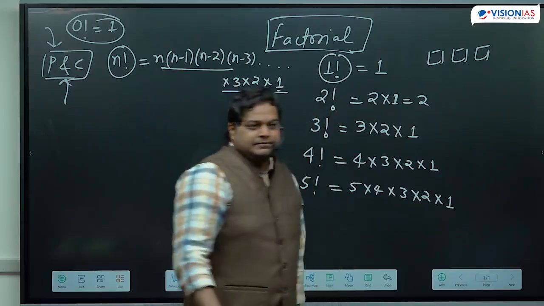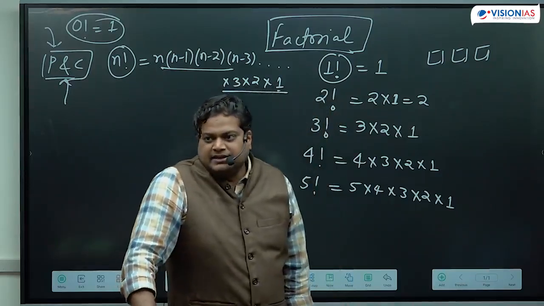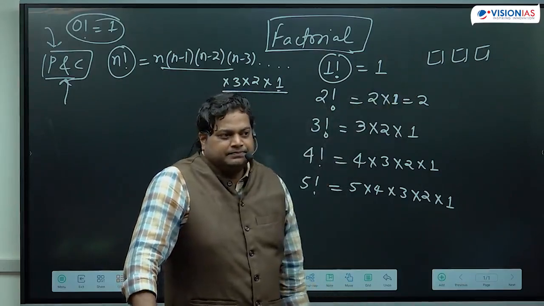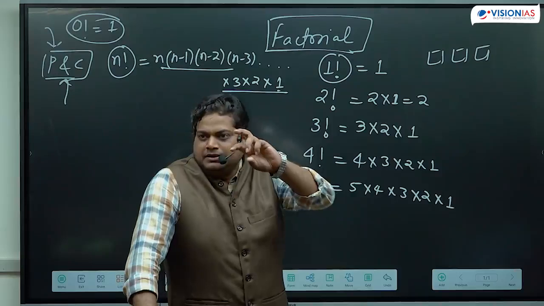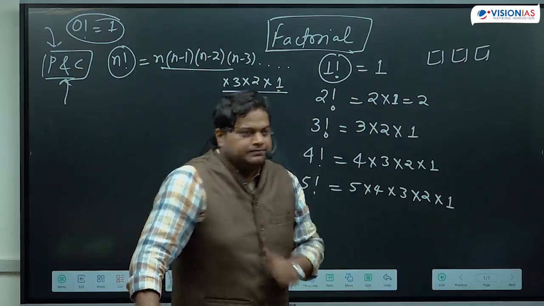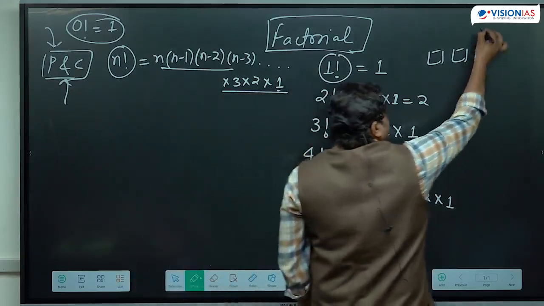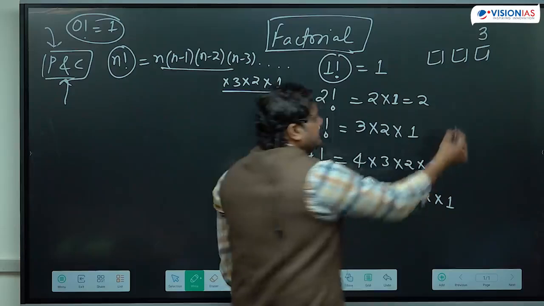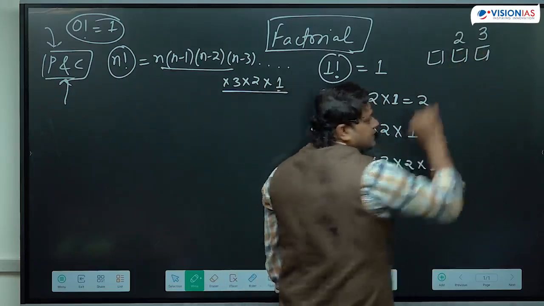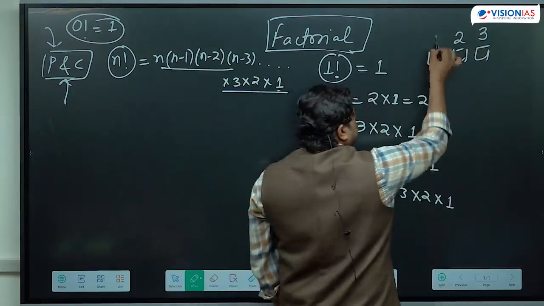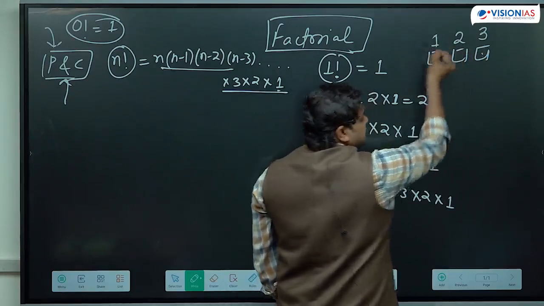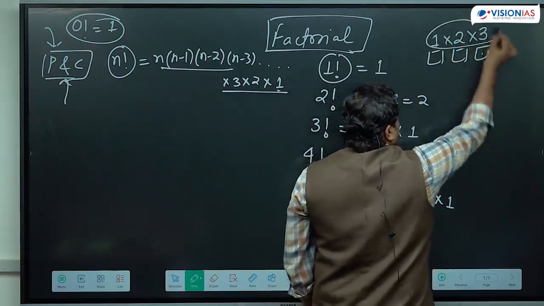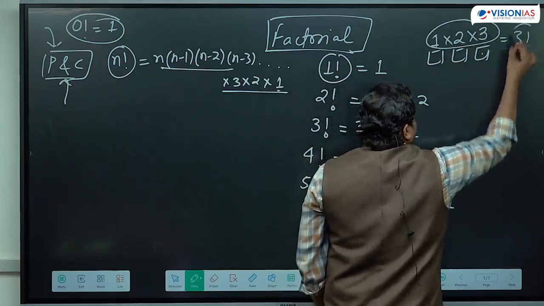3 seats are there, 3 persons are there, and we need to arrange them on these 3 seats. How many possible ways are there? First seat पे out of 3 anyone can sit. Second पे एक तो यहाँ पे बैठा ही दिया, there are 2 possibility. Third पे अब 2 तो बैठा दिया, बचा एक person, 1. 3 into 2 into 1. This is basically 3 factorial.